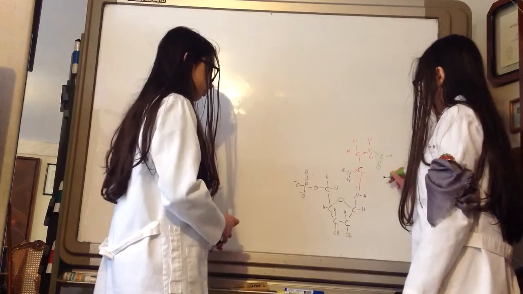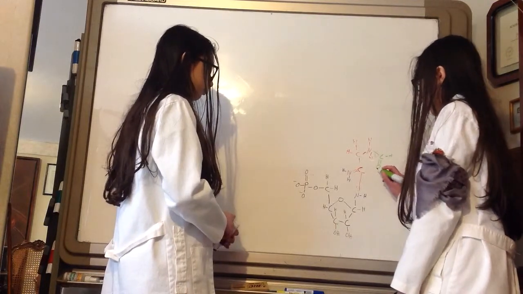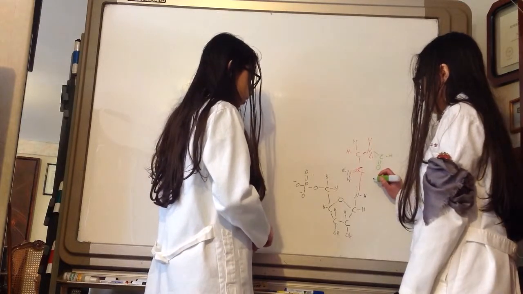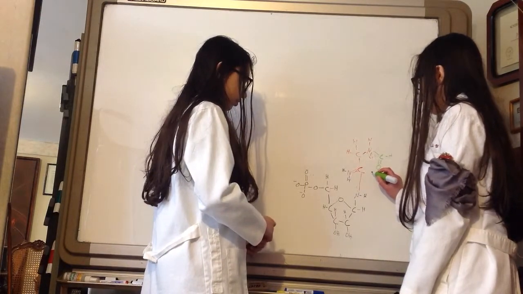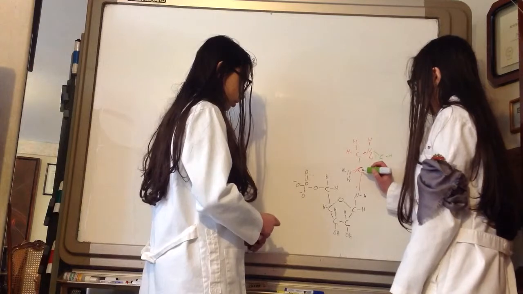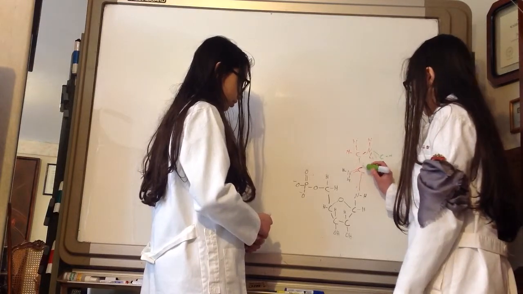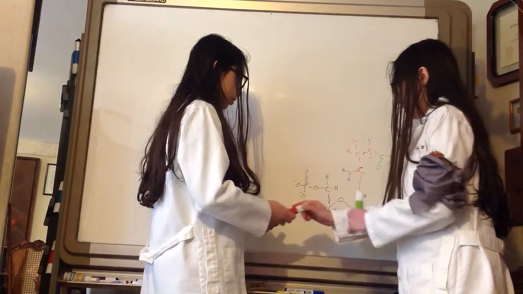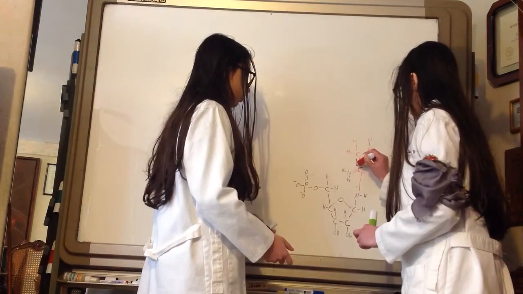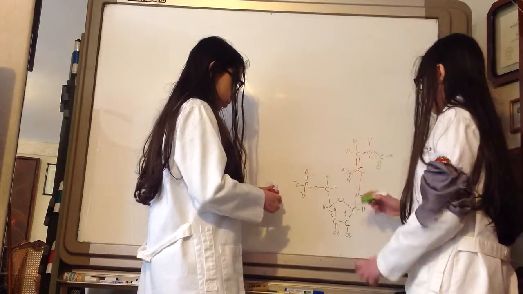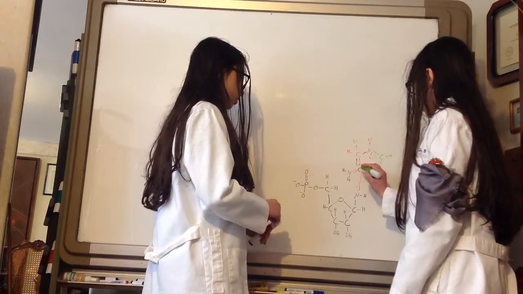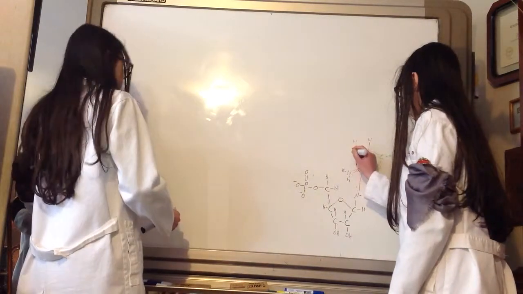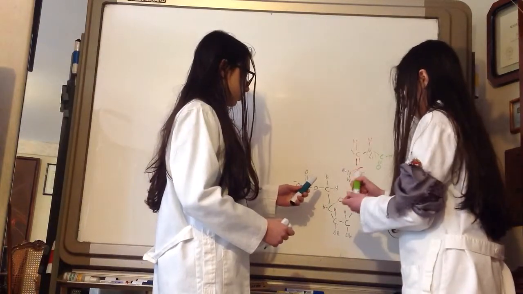Then, in humans, the enzyme takes carbon dioxide, but in bacteria, the enzyme takes bicarbonate. First, an enzyme puts a double bond here, and then another enzyme takes the carbon dioxide and puts it here.